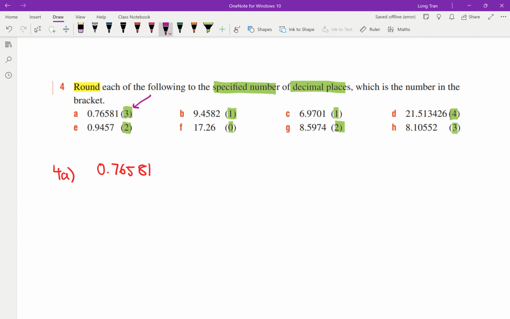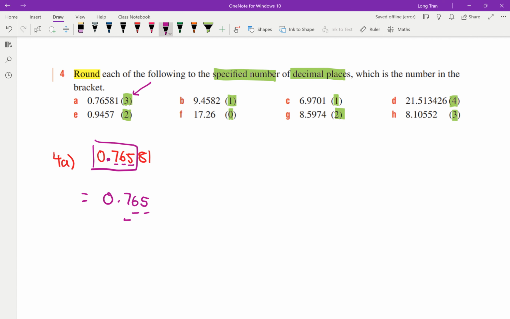So this is where the decimal point is. So 3 decimal places would mean 1, 2, 3. Those are the 3 that we want to keep. We only want this section here. So usually we can just write 0.765, right? But what we're interested in is to know, see this 765, is it actually closer to 765 or is it closer to the next number, which is 766?